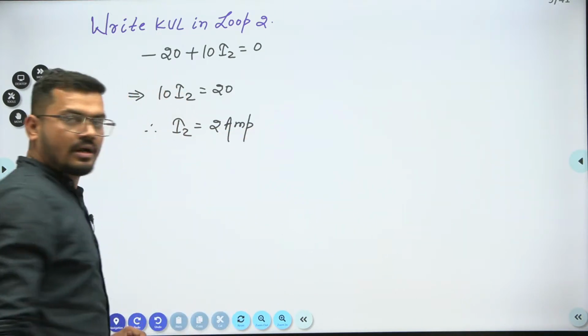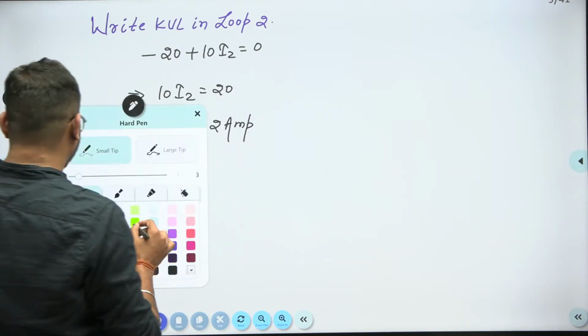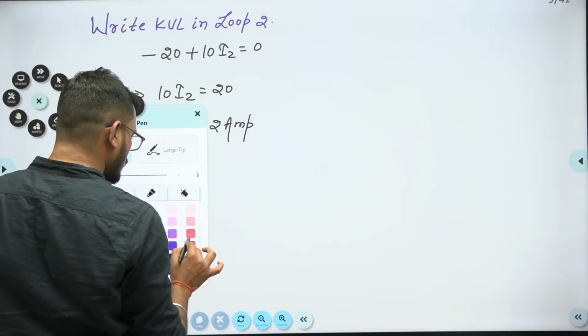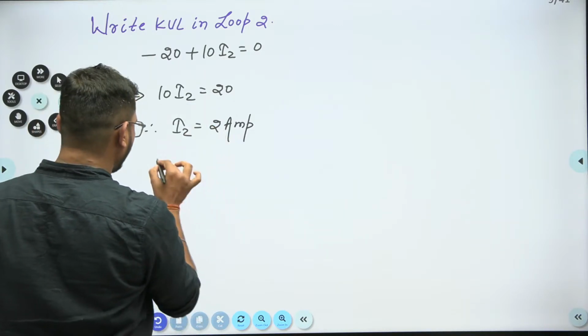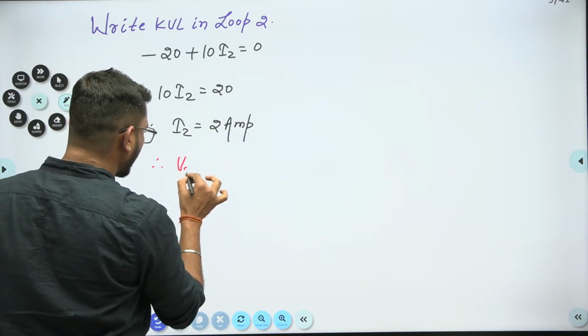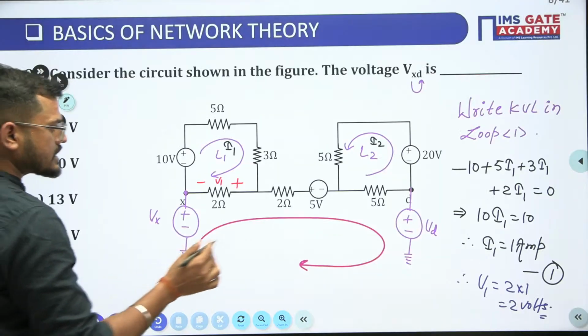Okay, and if it is clear to all, then again we'll write the value of V2. So therefore we can write V2 is equal to what? What is the value of this resistance?